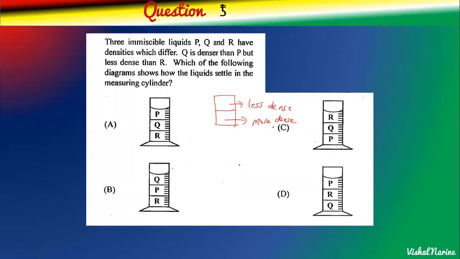So let's read through the question. It says here that Q is denser than P. So we expect P at the top, Q at the bottom here. But less dense than R. So Q is less dense than R. It means that Q is going to be on top of R. So the correct answer is going to be P, Q, R in that order, which is P.